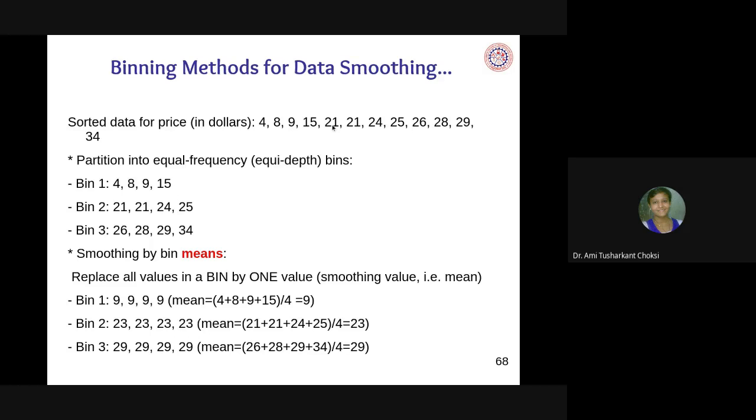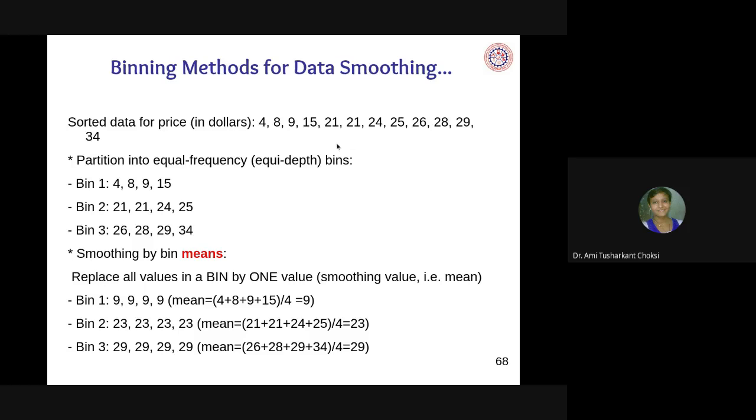Again, four numbers, 21, 21. You can say 2 times 21. Yes, because it is there in the data, so you should not ignore it, right? It is the same data. Should we ignore it? No. 21, 21, 24, 25. So that's what we are putting here. Fine. After that, 26, 28, 29, 34. Right? So that will be put in bin 3. Very simple example, right? The data is given. Check whether it is in ascending order or not. If it is not, sort it in ascending order.